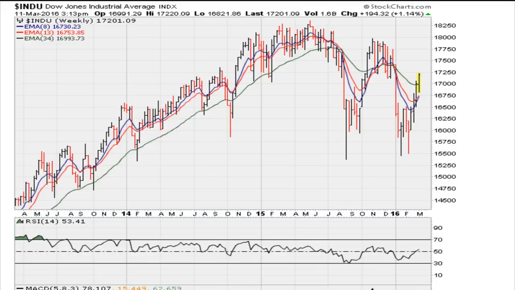Dow is up about 207 points. So that's one layer of resistance. Again, the top side on the weekly, very simple line, 3 years worth of data. The market is coming back potentially to test that line.